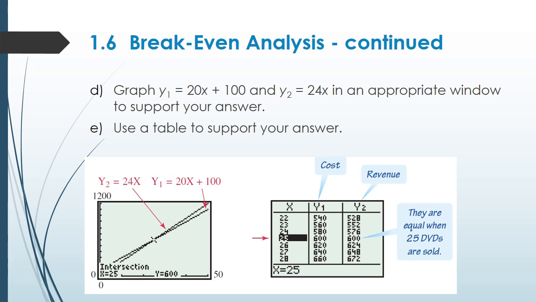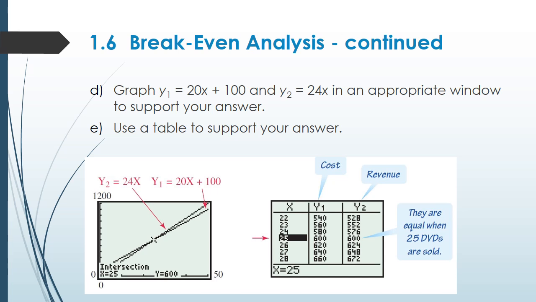Here's what you should have. We have the two equations graphed in the same window. Our intersection is x equals 25, so when we've produced 25, we have it. In the table, again, notice that at 25, the cost is 600 and the revenue is 600.